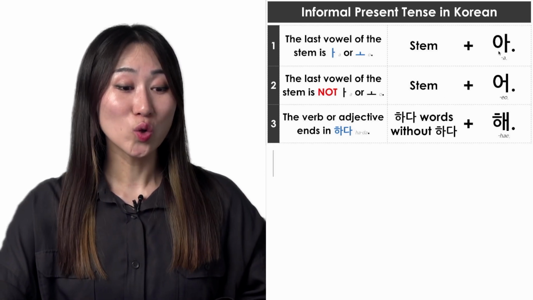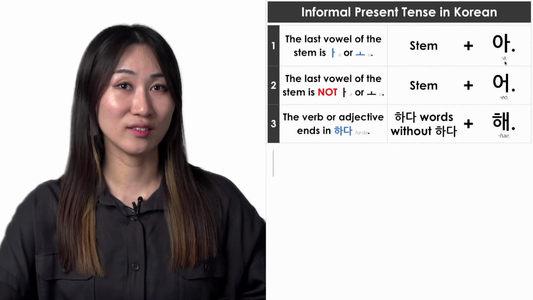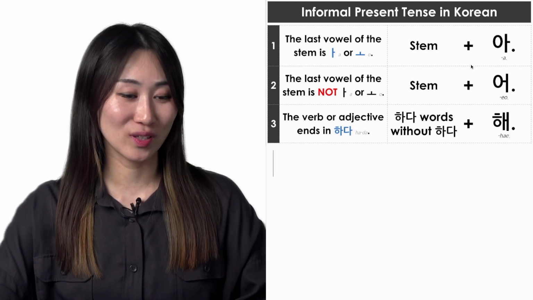There's just no 요 at the end. Just remove 요 at the end. So it's very simple. Let's look at some examples together.